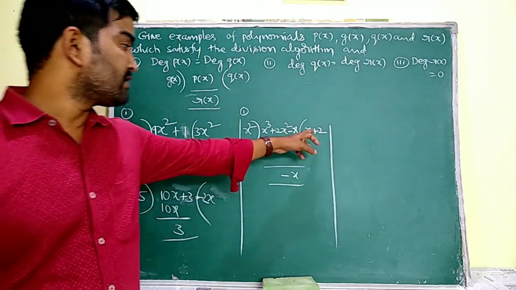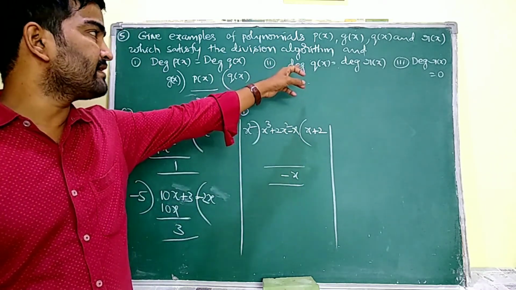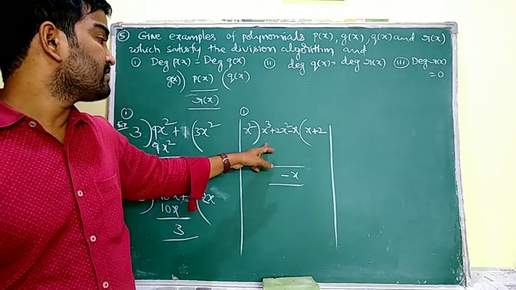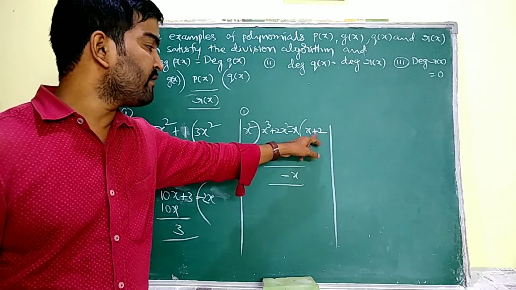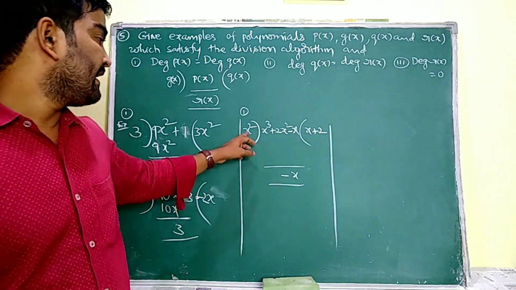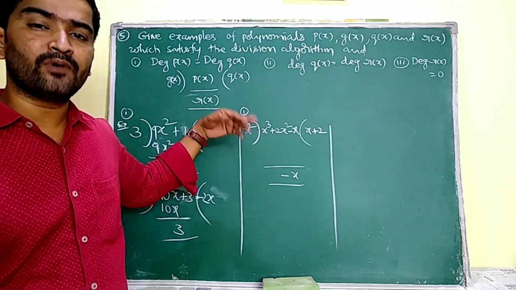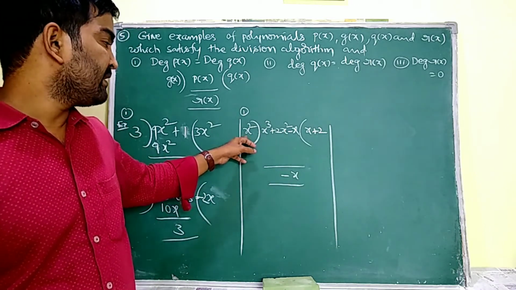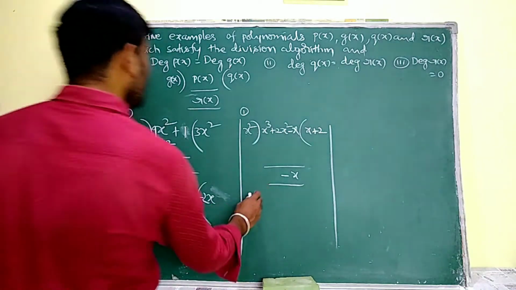Understand? Firstly you have to arrange the quotient and remainder as given in the condition: degree of q of x is equal to degree of r of x, the same. So I am going to take q of x as x plus 2 and the remainder as minus x, and then g of x is taken as any polynomial with degree greater than 1. That means simply I am going to write x square here.